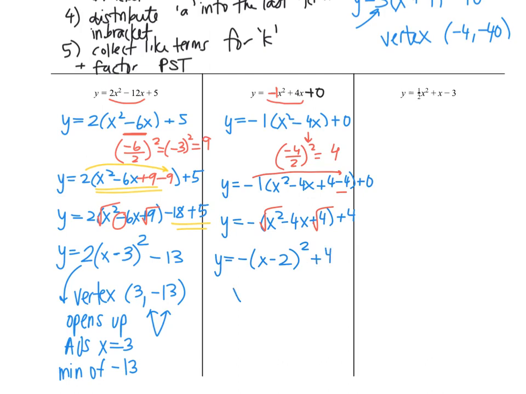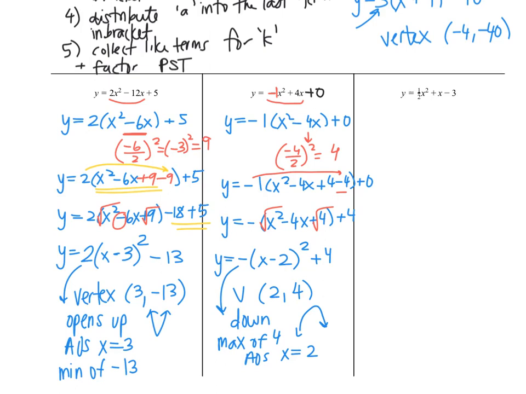So your vertex is +2, 4. We're opening down because of that negative. And if our parabola opens down, that means we have a maximum. And it's a maximum of 4. And then that axis of symmetry, the line that cuts the parabola in half, is at x equals 2. And make sure you do write it as an equation, not just 2, because it is a line, so it needs an equation.